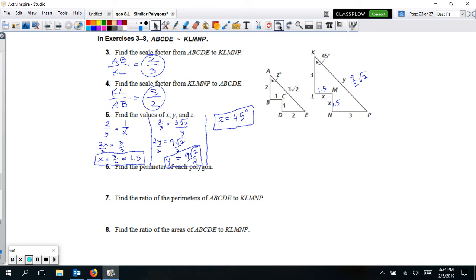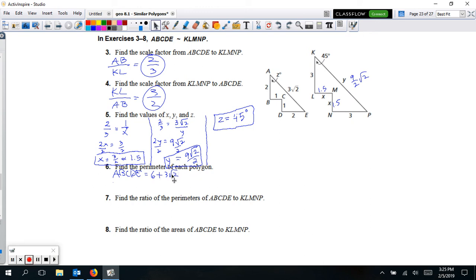Okay, so now on to 6, finding the perimeter of each polygon. We'll start with the smaller one, A, B, C, D, E. So I'm just going to count up what I have here. So I have 2 plus 1 is 3, plus 1 more is 4, plus 2 more is 6, and then 6 plus this 3 square root of 2. There's no way I can put that together. I just have to write it that way. So I have 6 for kind of a whole number, and then plus the 3 square root of 2 after that. That's how I'm going to write out this perimeter, 6 plus 3 square root of 2.